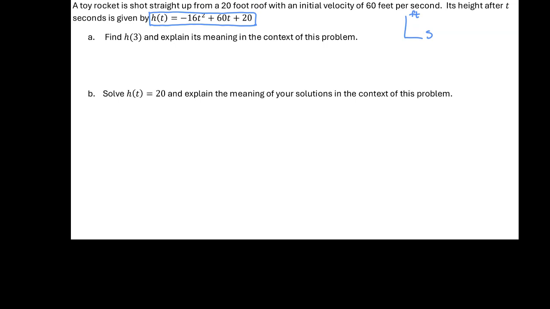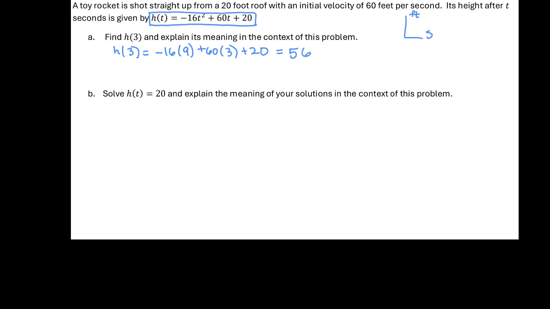So this is telling me to plug 3 in for t, and when I do that, I'll get negative 16 times 3 squared, which is 9, plus 60 times 3 plus 20. So you can number crunch or do some of that in your head. What you should end up with is 56. And then we want to think about what that means.